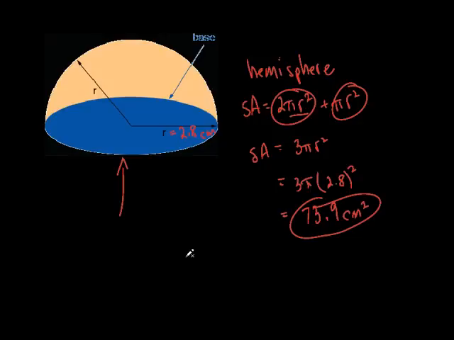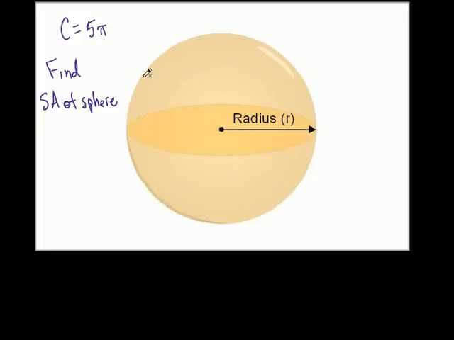Let's take a look at another example. This is part B on page 865. Okay, here's another sphere, and this time they give you a little bit different information. They tell you the circumference of the great circle. Okay, so that's what this is right here. So this circle right here, they tell you the circumference is 5 pi. You want to find the surface area of the sphere. Well, what do we know to be the surface area of the sphere? It's 4 pi r squared.